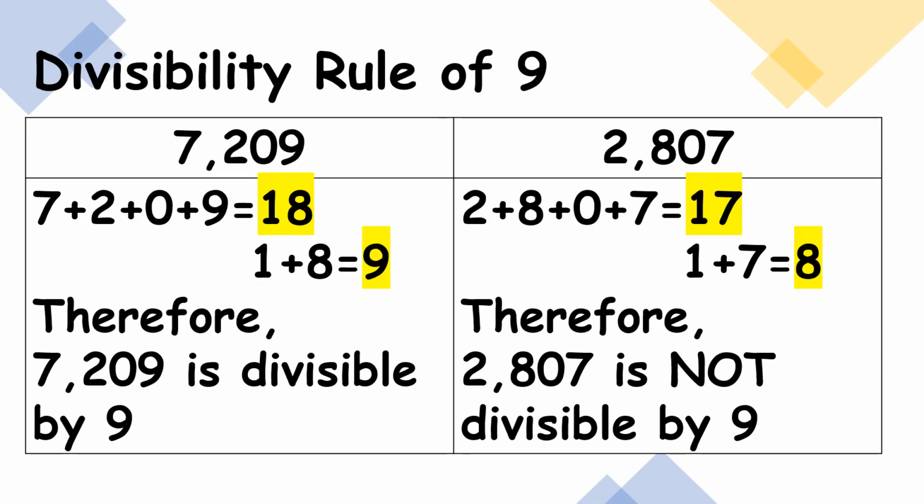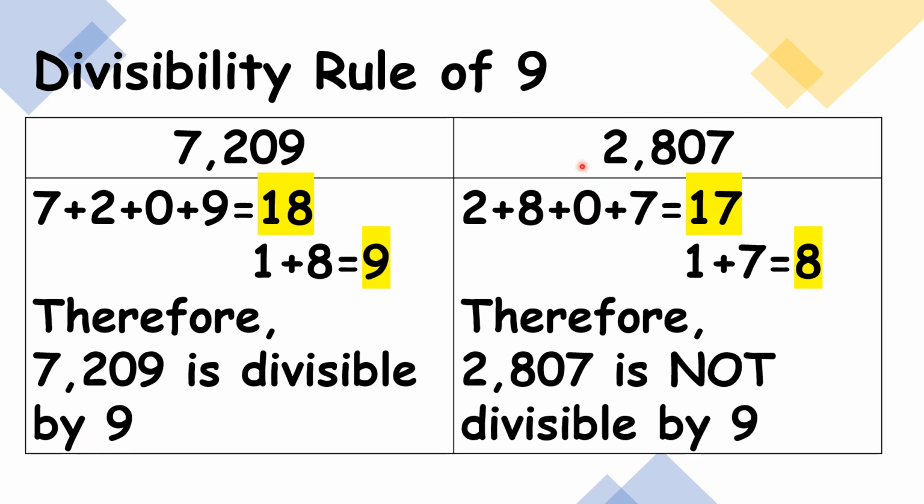Other examples for divisibility rule for 9. Is 7,209 divisible by 9? The rule says to add all the digits and see if the sum is divisible by 9. So 7 plus 2 plus 0 plus 9 is equal to 18. Then 1 plus 8 is equal to 9. Since the sum is divisible by 9, therefore 7,209 is divisible by 9.